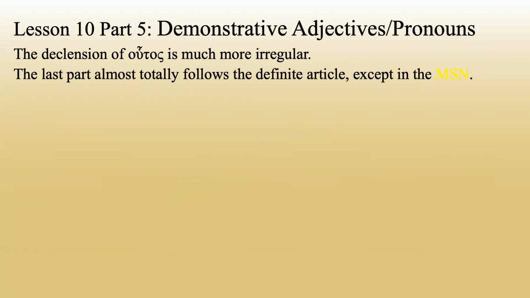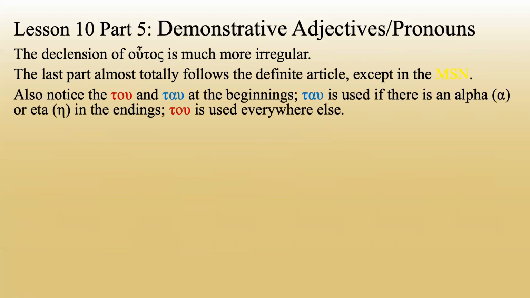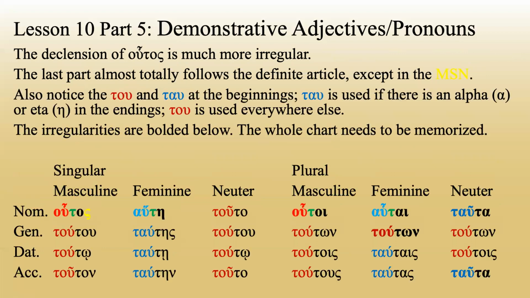The last part almost totally follows the definite article, except in the masculine singular nominative. Now, I'm going to pop up the whole thing so we can look at this one piece at a time. Okay, if you look at the endings, skip this one. Ton, tes, te, ten, looks just like the definite article. Ta, to, to, ta, looks just like the definite article.